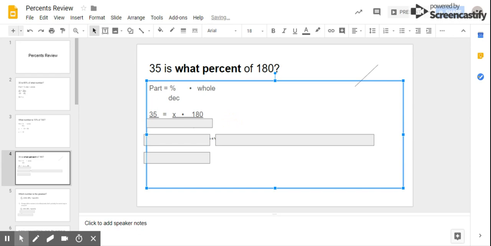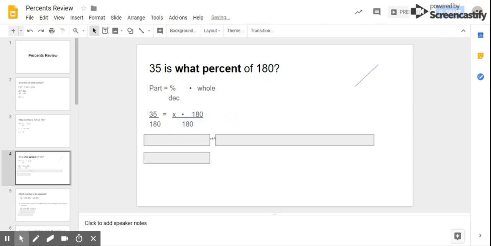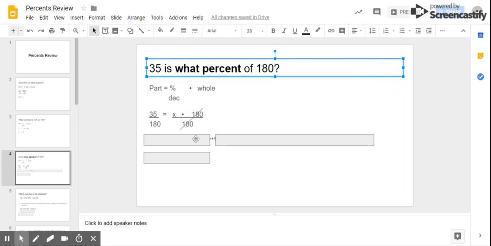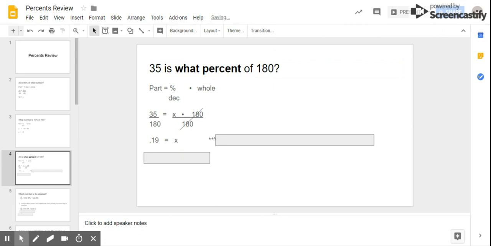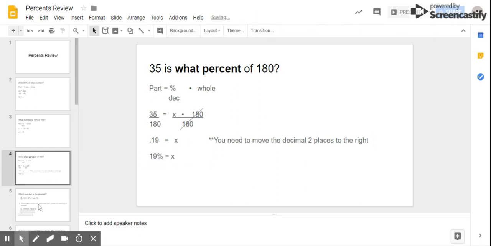So in order to get x by itself, you have to divide both sides by 180. And when you do that, the 180s cancel out, and you're left with x on the right is equal to 35 divided by 180, which gets you 0.19. At this point, you need to move the decimal 2 places over to the right to get 19%.